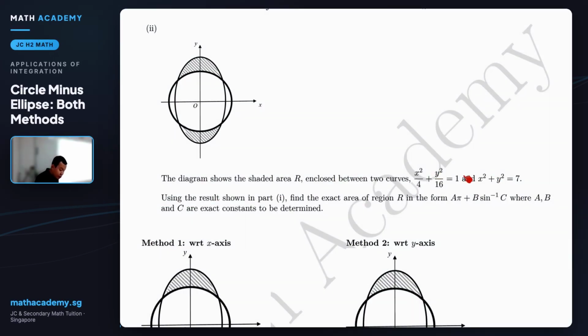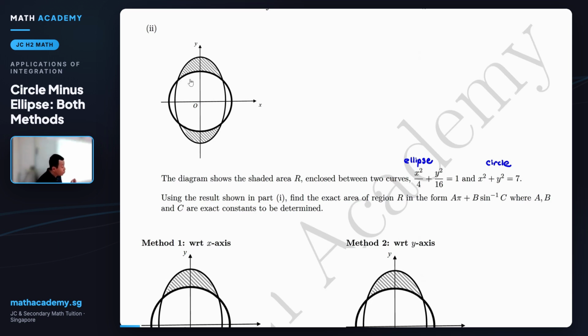So this is that region that we need. They first tell you that my region R is enclosed between two curves. What are these two curves respectively? The equation on the left here is what we have gone through. This is your ellipse. The one on the right, x squared plus y squared is 7, is giving you a circle. You have got a circle, you have got an ellipse. Can we find the exact shaded region R?